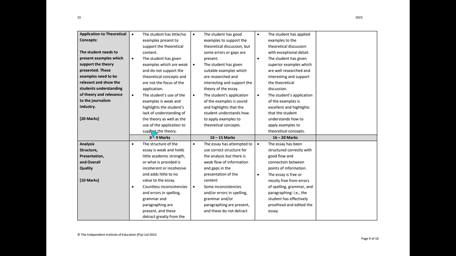And then you'll see that it is 20 marks for your application to the concepts, and that's your examples. So where you have your 3 points and all the theory that you put in, there's an additional 20 marks that speaks specifically to the examples. That's quite a nice thing, because it means you're getting more marks for the work that you do. And then it's 10 marks for your structure and presentation, making sure there are paragraphs and all that kind of thing. All right.